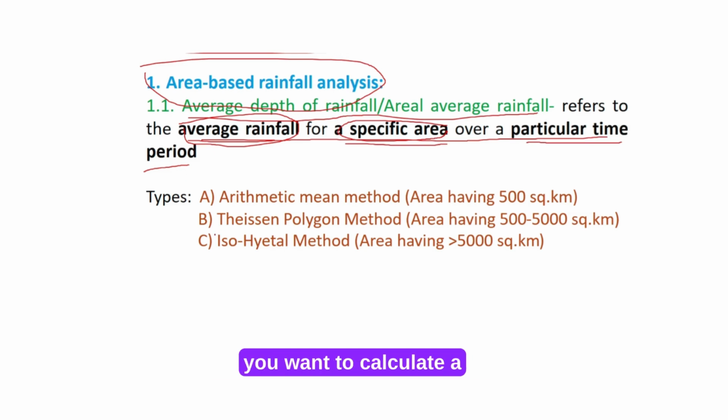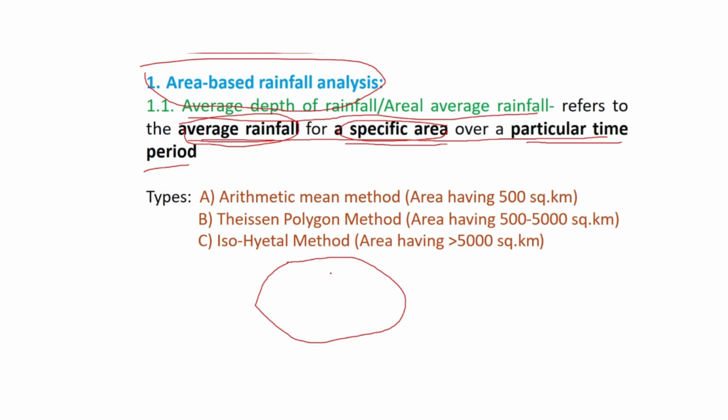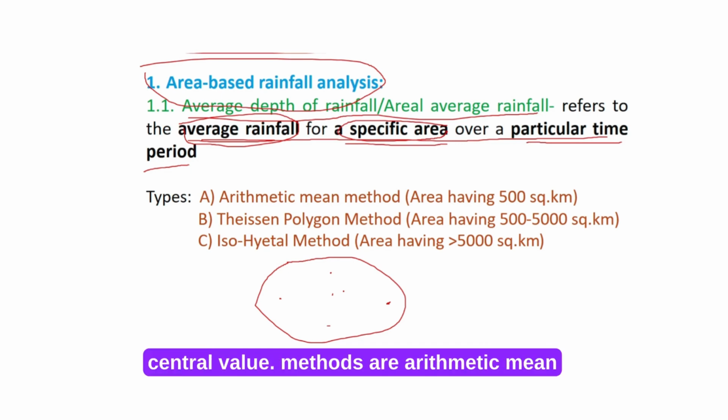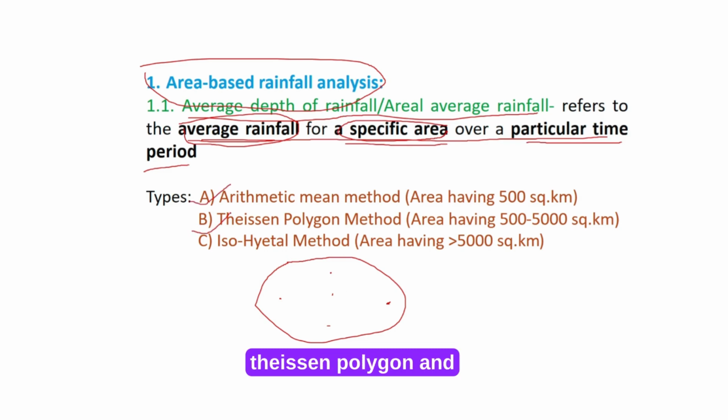Let's assume you want to calculate an average rainfall of Delhi, Kolkata, or your residential village or block. If we consider this is an area, and here are multiple weather stations, let's assume here are 5 weather stations. So we will not write the rainfall for each station. We will calculate the central value or average to represent the rainfall of this area. There are three main methods to calculate this average or central value. Methods are arithmetic mean, Thiessen polygon, and isohyetal method.